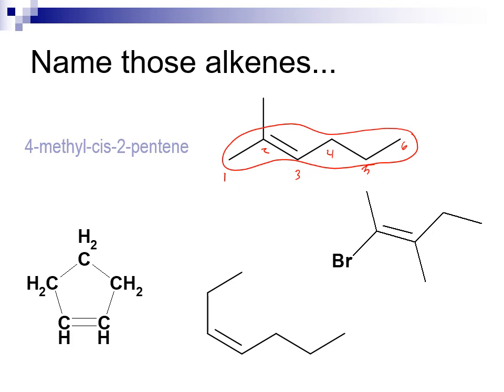Now I want to say it's 2, because this is my suffix of ene, and I know there's a 2 that's going to come out front, and I know this is hex, so it is 2-hexene. There's a branch on it as well.